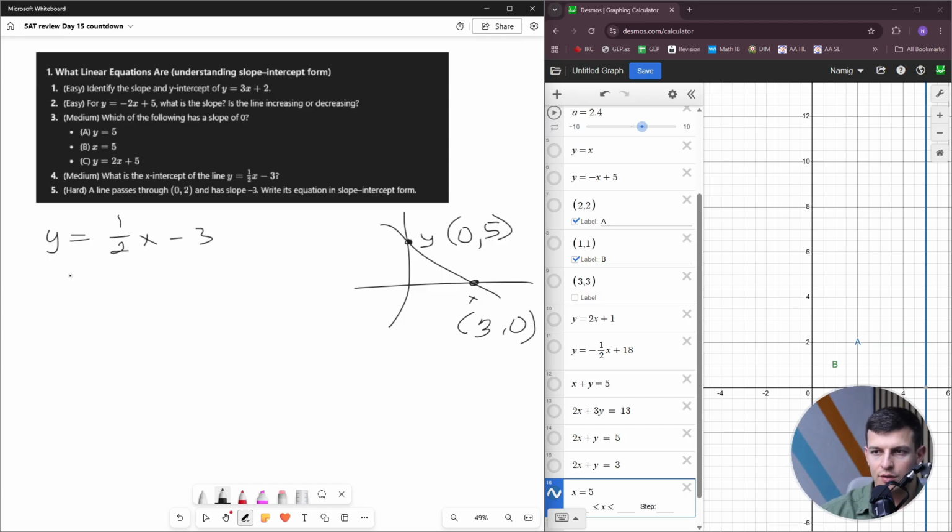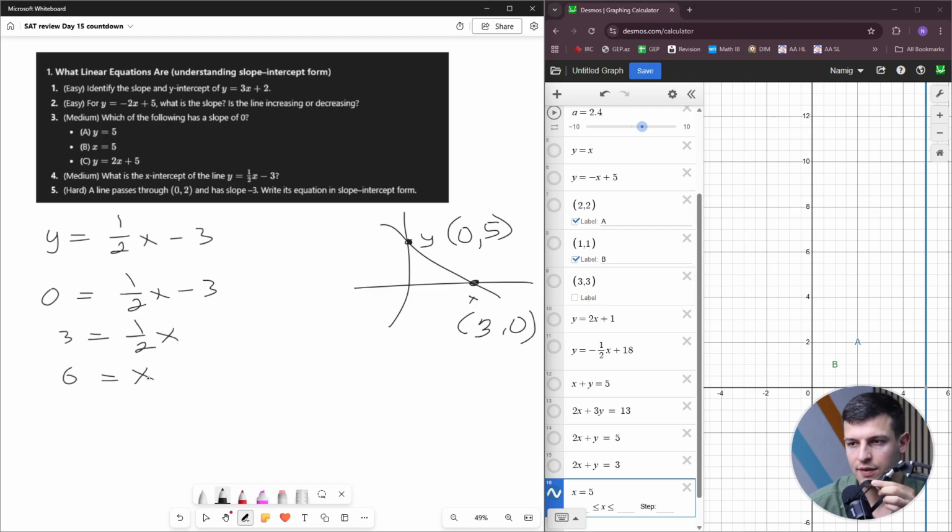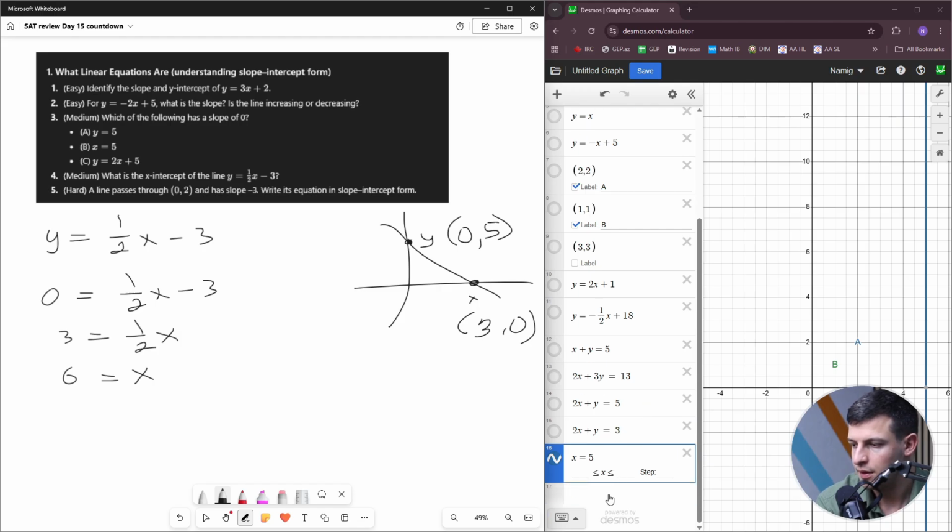To find the x-intercept, all we have to do is plug in 0 for y. So 0 is equal to 1 over 2x minus 3. Move numbers to one side and variables to the other. So 3 is going to be equal to 1 over 2x. One more time, multiply both sides by 2. 6 equal to x. And there you go, that's our x-intercept. Now, we can test it out on Desmos.